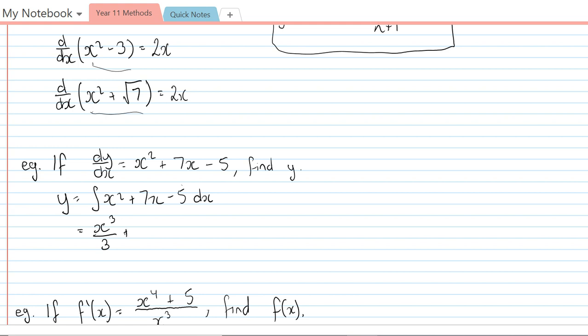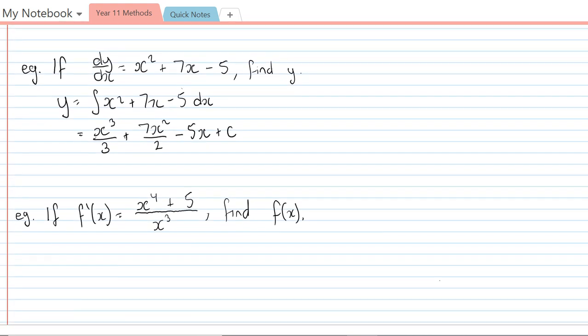7x is going to become 7x squared over 2. And minus 5, well, that's actually a constant, and so when we anti-differentiate, it becomes 5x. And again, I need to make sure to write plus c on the end.